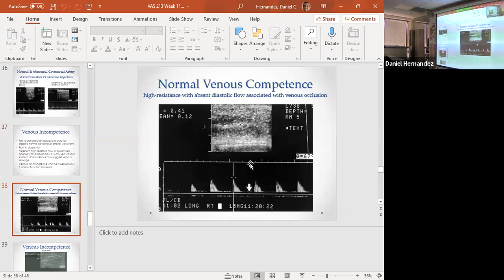So this is a picture showing a competent normal venous waveform. So we have high resistance with absence of diastolic flow. So this is associated with venous occlusion. So we want that venous occlusion.